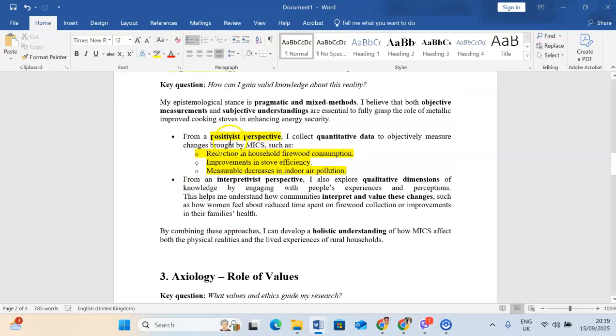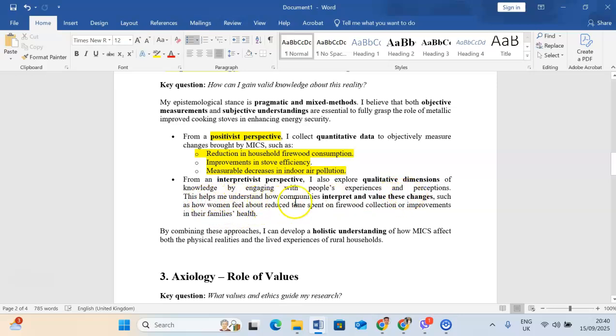So these are from the positivist perspective. Now, in terms of knowing the reality, this first one alone is not sufficient. Therefore, we have the second one here, which is the interpretivist perspective. From an interpretivist perspective, I also explore qualitative dimensions of knowledge by engaging with people's experiences and perceptions.